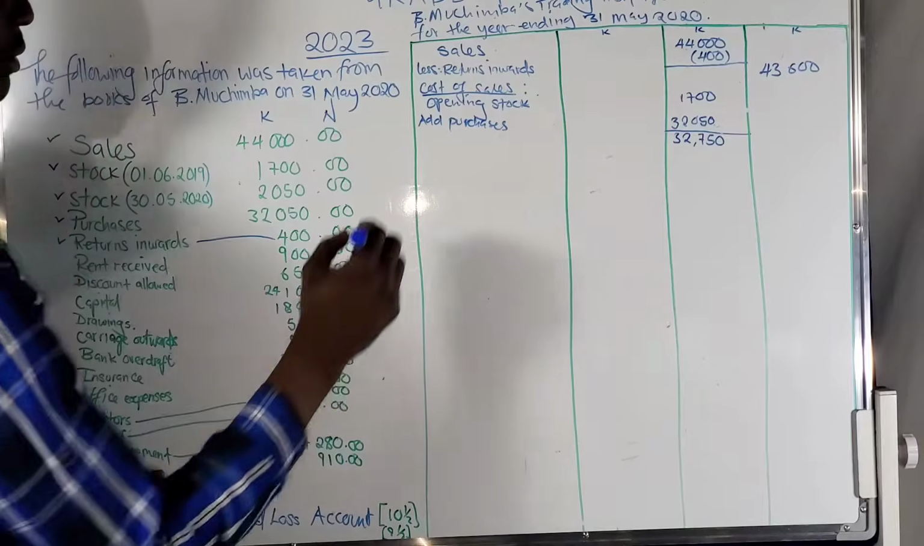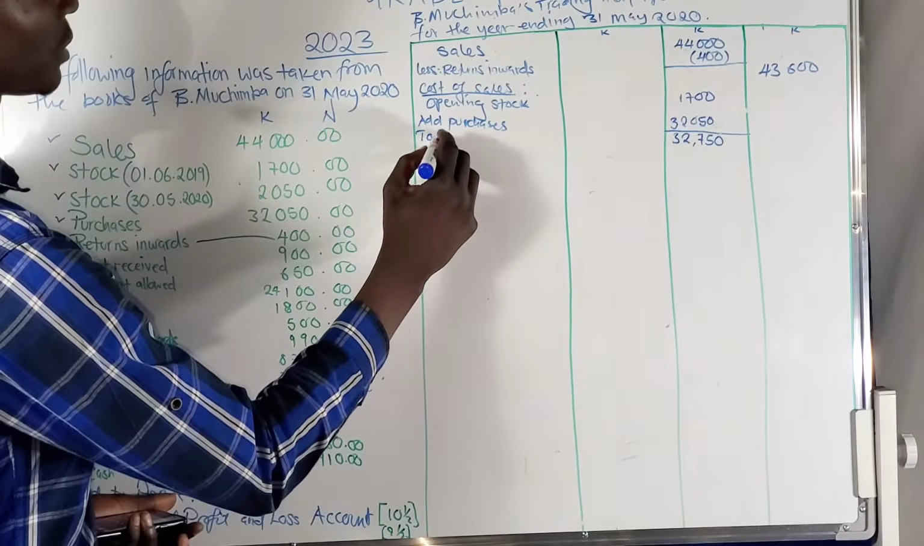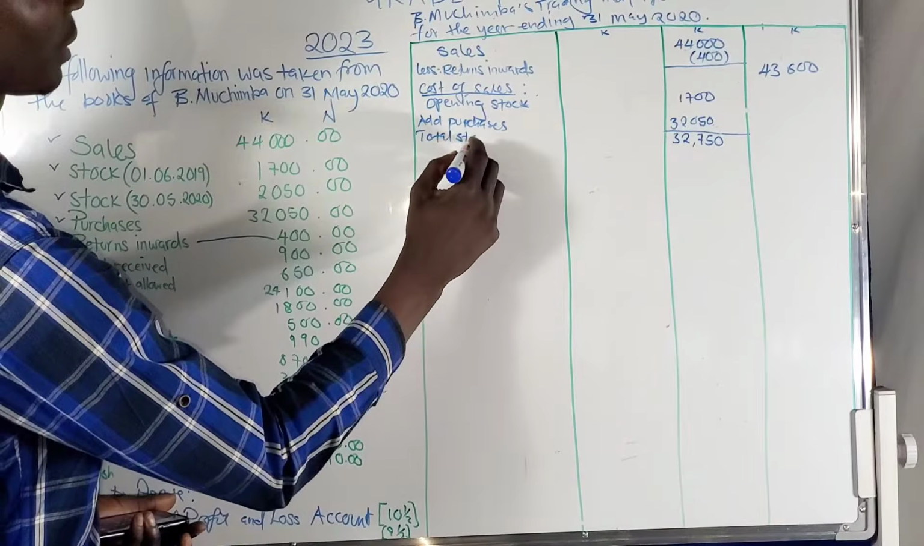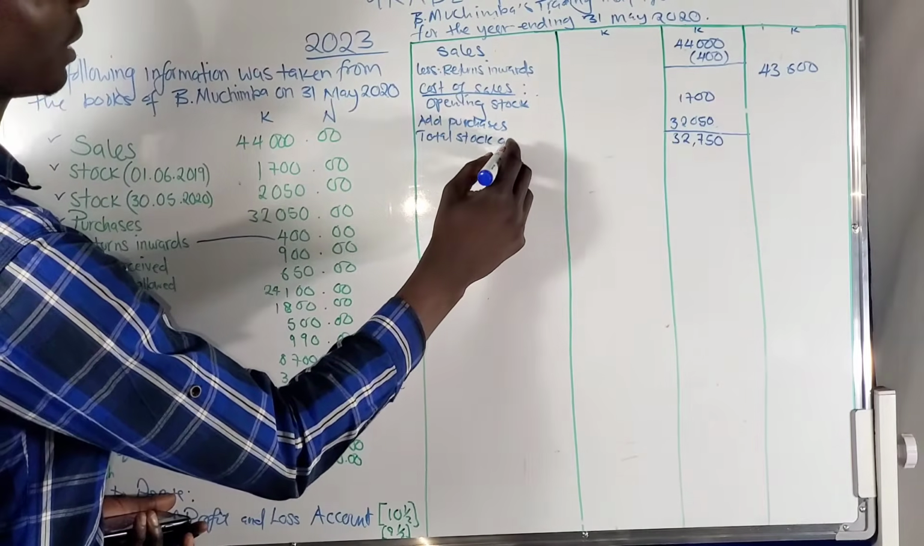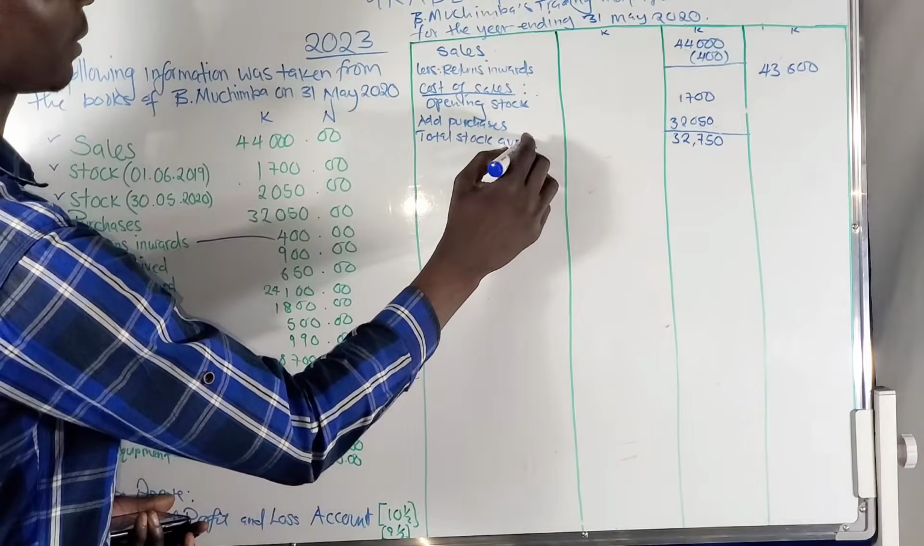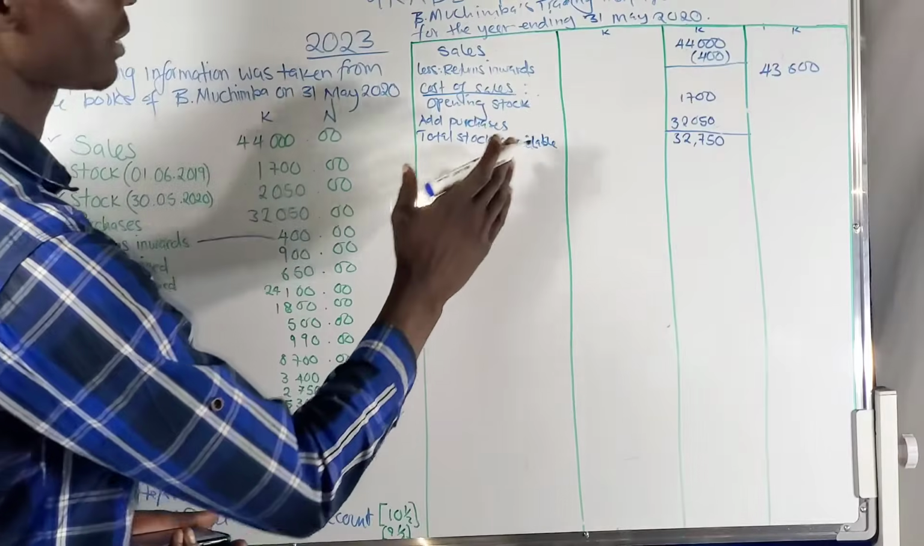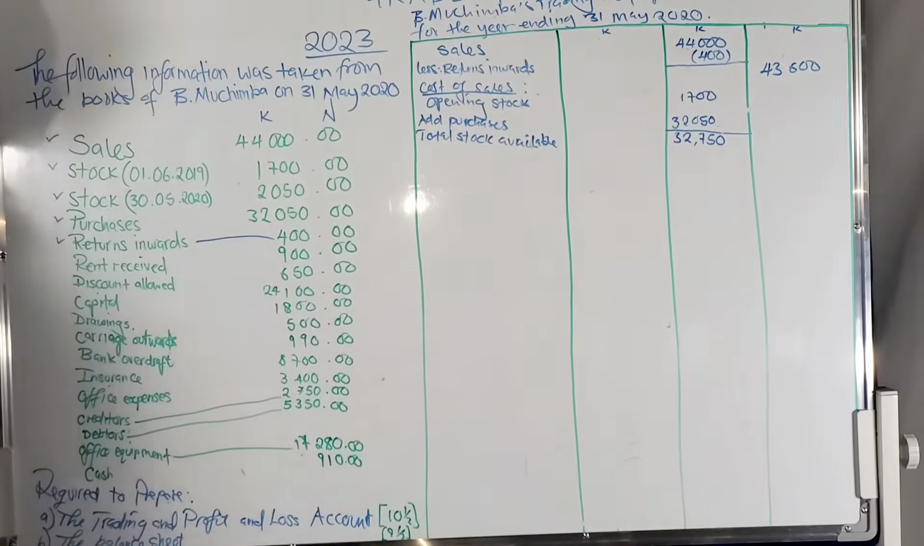Total stock available. All right, total stock available. Okay, total stock available for what? Total stock available for sale, of course.